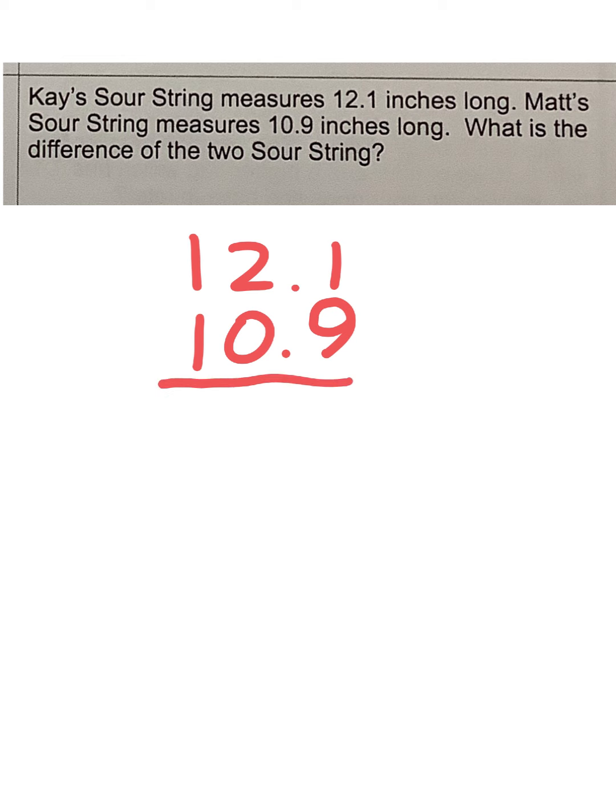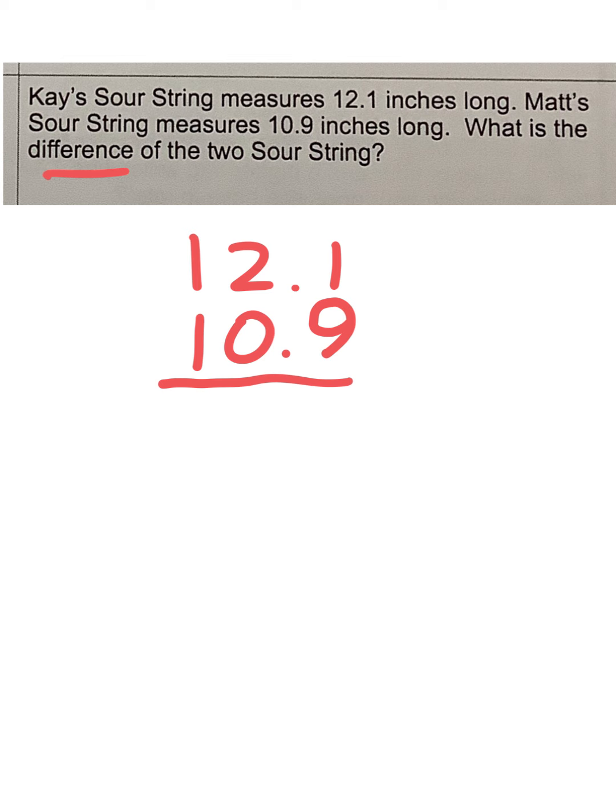So here we have a word problem. It says Kay's sour string measures 12 and 1/10 inches long. Matt's sour string measures 10 and 9/10 inches long. What is the difference of the two strings? So we're going to let Cooper tell us what operation we're using here, and he is going to answer this one for us.